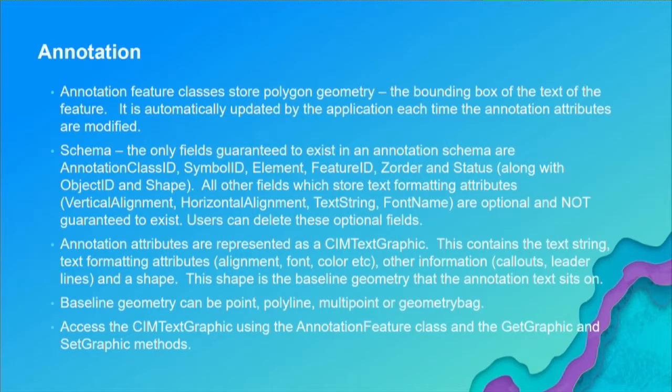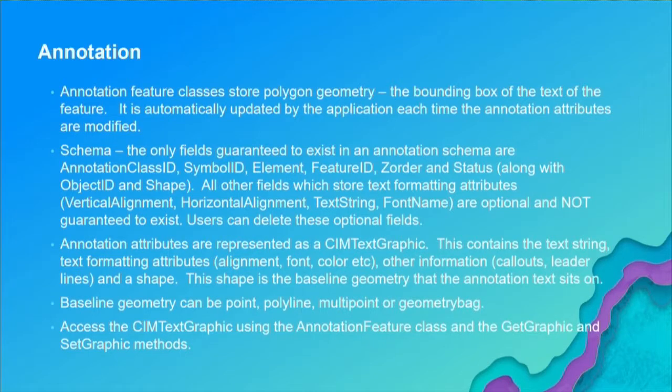object ID and shape. So the question is, how do I interact with an annotation feature if my schema is pretty limited and I can't get the shape? Well, the object that you iterate through at 2.1 is a sim-text graphic. And that sim-text graphic has this text string. It has all of the text attributes such as vertical alignment, horizontal alignment, font name, font size, font color, all of that type of stuff. It has other information such as callouts and leader lines with some complicated symbology. And it also has a shape. And this is the shape that you're interested in dealing with as a developer. It's the baseline geometry that an annotation text will sit upon.